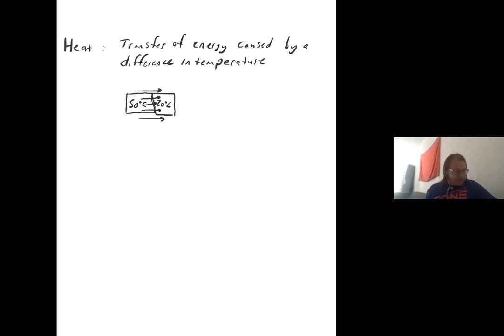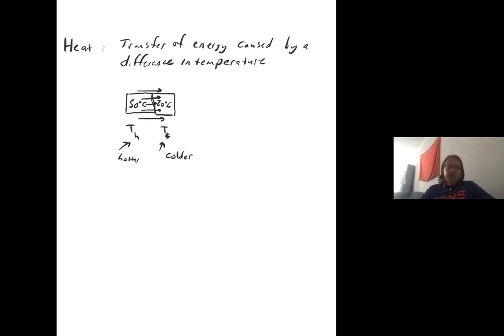So we'll call this TH for high temperature, and we'll call this TL for low temperature, right? T for temperature, H for high, L for low. Actually, you know what we'll do? We'll do a C. C for cold. Okay, so this is the colder temperature, and this is the hotter. Now, if they're at the same temperature, energy wouldn't flow. Okay, so heat is the transfer of energy caused by the difference in temperature.